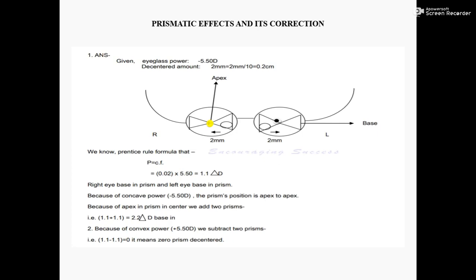And number 2: because of the convex power, plus 5.50 diopters, we will subtract the two prisms, that is 1.1 prism diopter minus 1.1 prism diopter, which is 0. It means 0 prism decentrated.